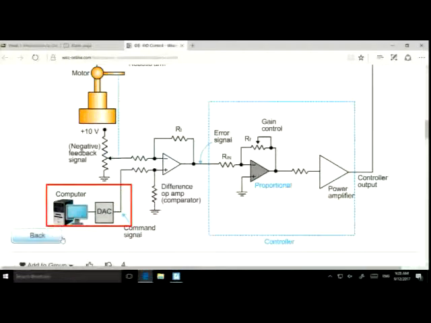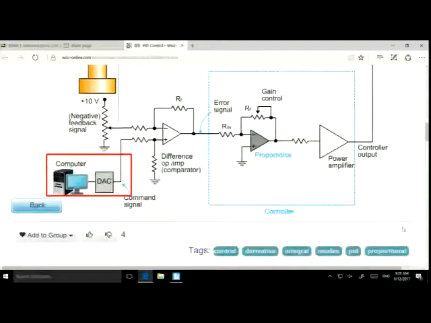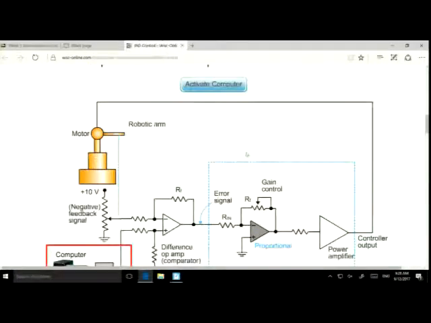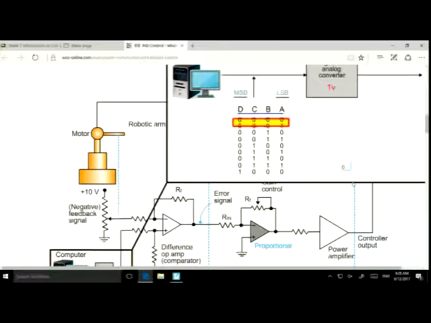Right, it's going to actually run through what that's doing, I think. But, activate computer. Okay, so now we're going to ask the arm to go to a different position from where it is just now. So we activate the computer. You don't really need to understand this too much. This will come into more of the instrumentation. But that's the digital code telling it where to go.